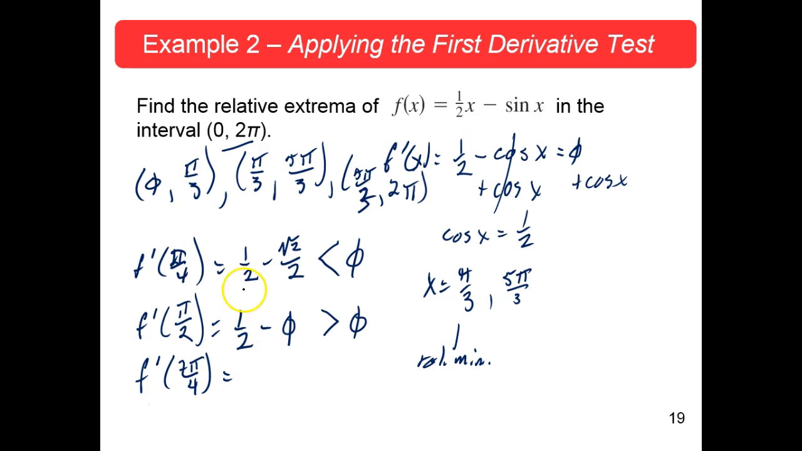All right, and this would be what? F prime, remember, was this thing up here. So it would be 1/2 minus the cosine of 7 pi fourths. What was that? That's root 2 over 2 again. Just like we did before, and we know just like before that has to be less than 0. So if coming into 5 pi thirds, your first derivative is positive, and leaving 5 pi thirds is negative, what does that tell you? Relative maximum at 5 pi thirds.